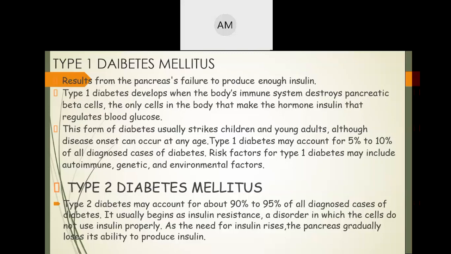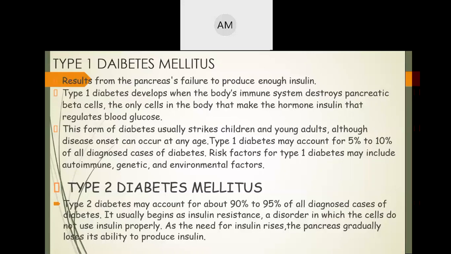Risk factors. What are the factors which can lead to type 1 diabetes? They can include autoimmune diseases. It can be genetic, hereditary, in your family. Like if your father is diabetic, maybe it can be genetic and you may have diabetes also. And there are different environmental factors which result in type 1 diabetes.